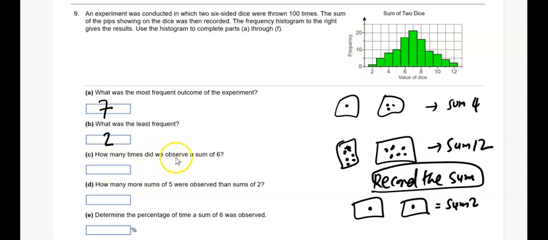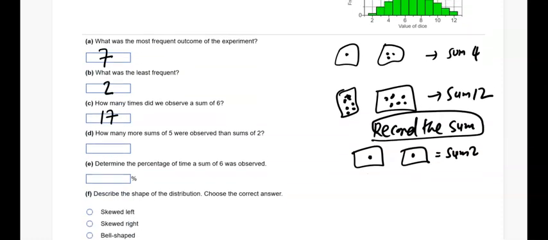How many times did we observe the sum of 6? See, 6 here, and the sum of 6 we observe is 10, 15, 16, 17. So 17 times. We observe the sum of 6 17 times. Again, these are the sums from rolling the 2 dice.